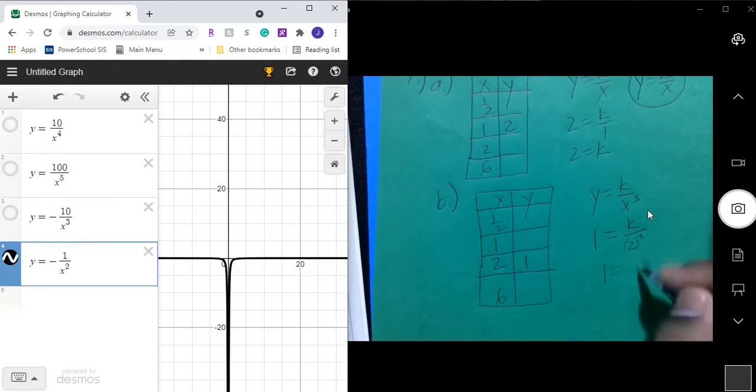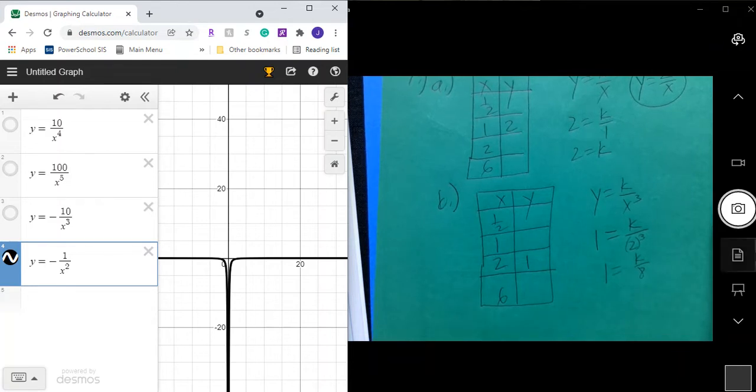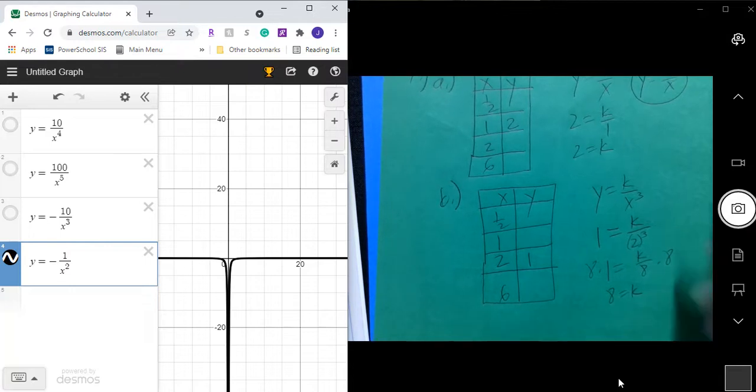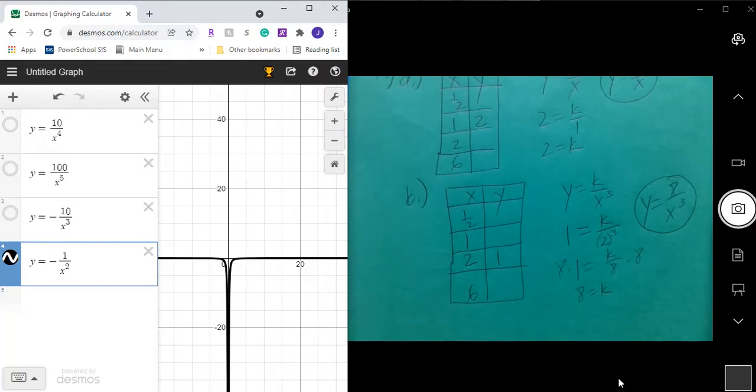So this would be 1 is equal to k over 8. Now we need to get rid of this 8 from our denominator by multiplying each side by 8. So 8 is equal to k. So now our new formula, or our inverse formula, would be y is equal to 8 over x cubed. And that is the final answer for B, for problem number 7.